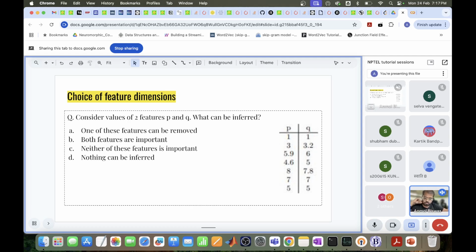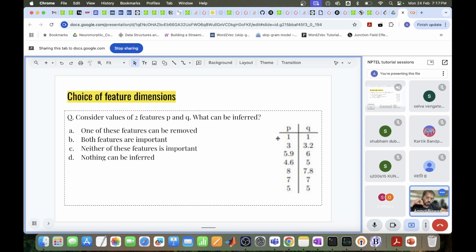So we come now to simpler problems. Here there are two features, P and Q, right? So you have one feature P and another feature Q, and basically what you have here are different samples of these features, and what feature values of P and Q you get for those samples, right?